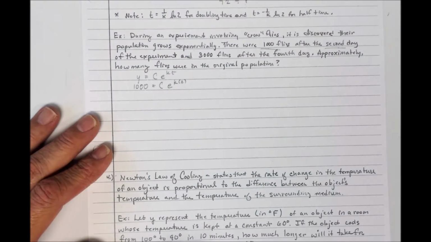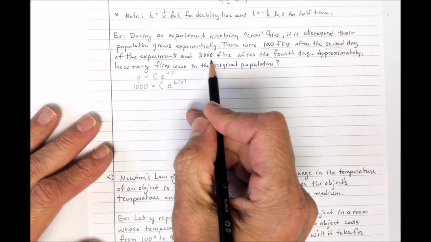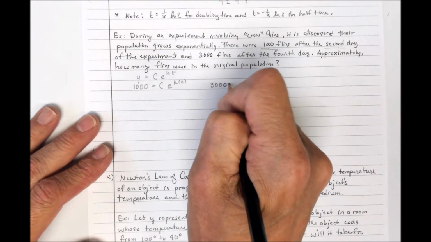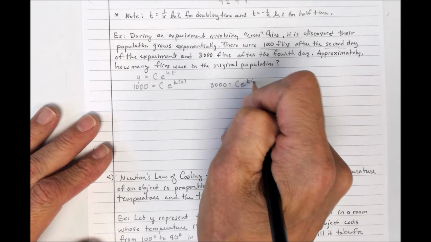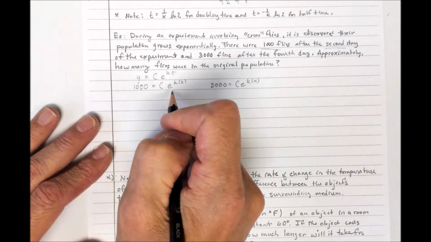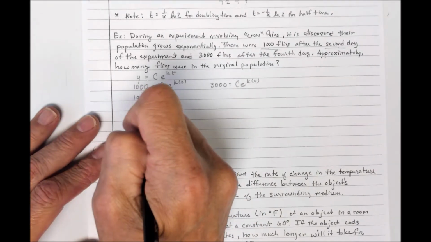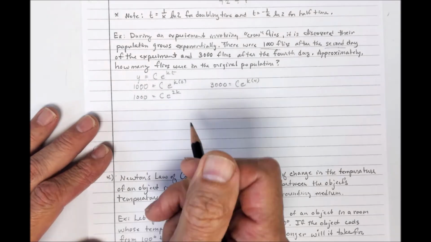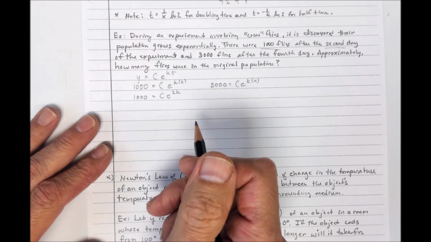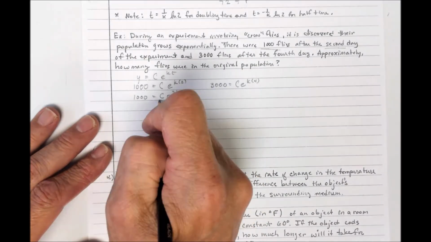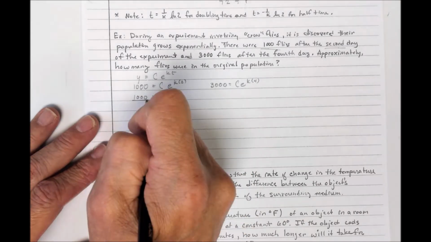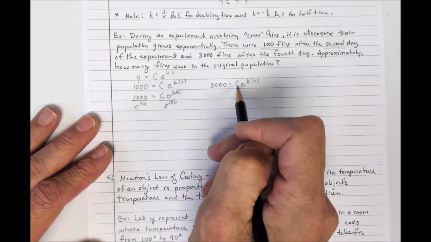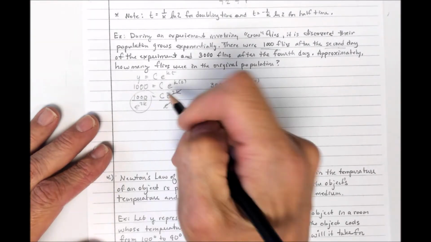And I also happen to know that I have 3,000 on the fourth day. So that would be 3,000 equals ce to the k times 4, the fourth day. Now I can take this guy here. This is 1,000 equals ce to the 2k, and I'm going to divide both sides by e to the 2k so that I can conveniently solve for c, because this c is the same as this, and now that tells me I can plug this in right there.